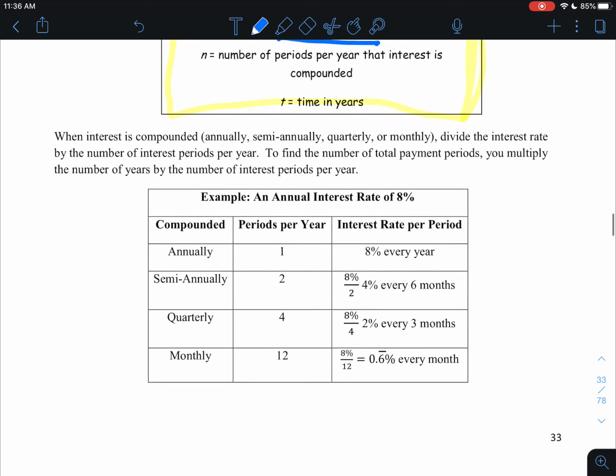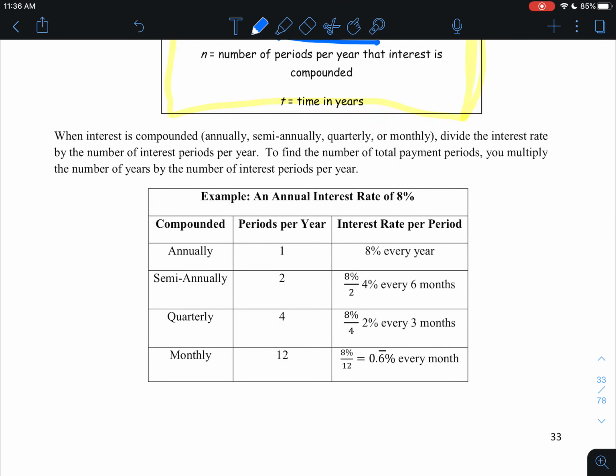So when interest is compounded, you have to divide the interest rate given by the number of interest periods per year. To find the number of total payment periods, you multiply the number of years by the number of interest periods per year. So let's say if it's annually, there's only one period per year. So if you have an interest rate of 8%, you're earning 8% every year.